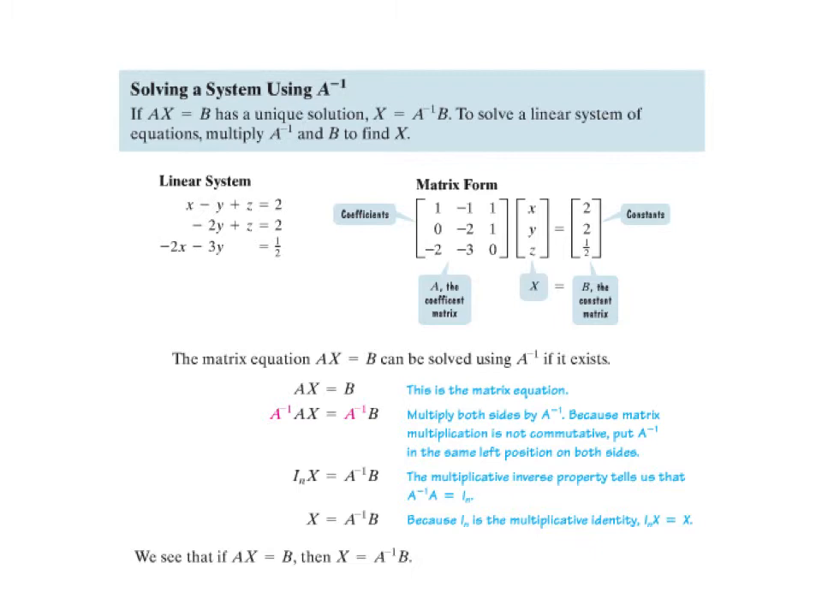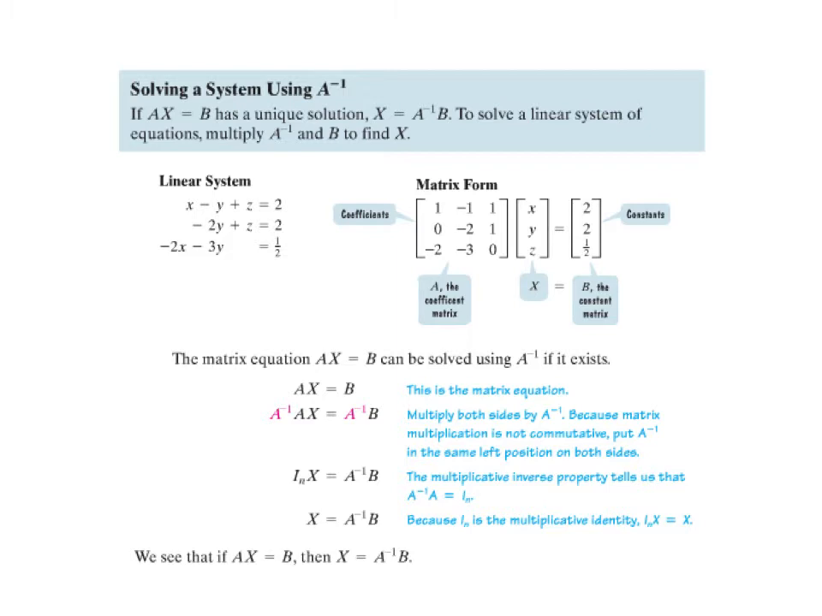We take the matrix equation AX equals B, and then we want to get rid of A. We want to solve for X, okay? So the normal way of solving for X would be to undo what's happening. If multiplication is happening, we would normally divide, but we know that we cannot divide by matrices. So instead of dividing, we would multiply by the inverse of A.